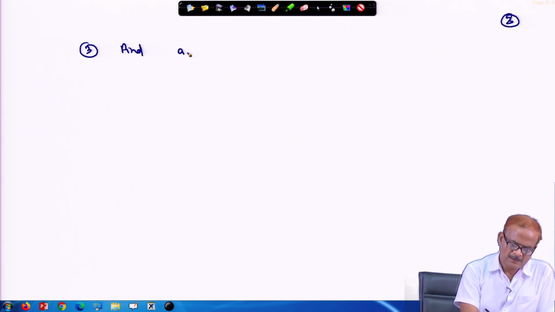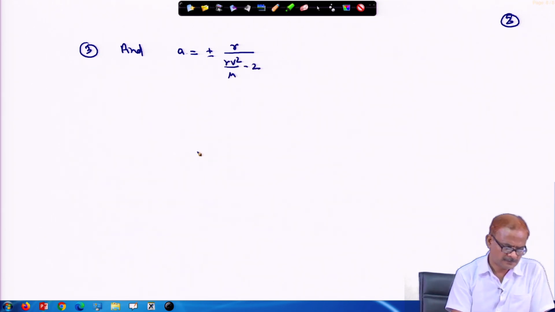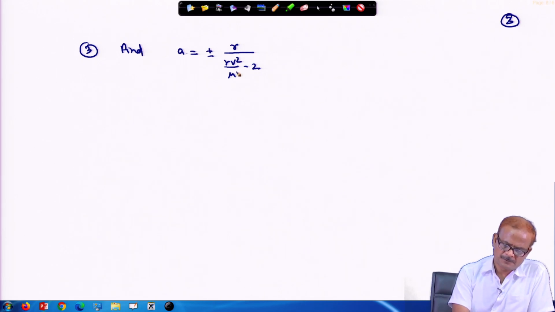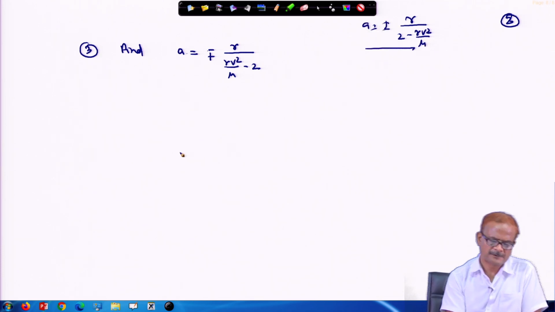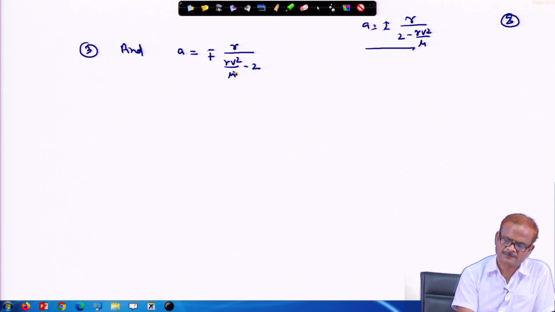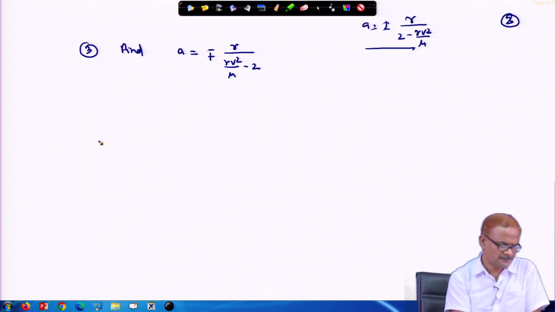Find A equal to plus minus r b square by mu minus 2, or 2 minus r b square divided by mu, whatever way you write it. Once we write plus minus, irrespective of whether I write 2 first or r b square by mu first, it does not matter. So we have to choose it properly.